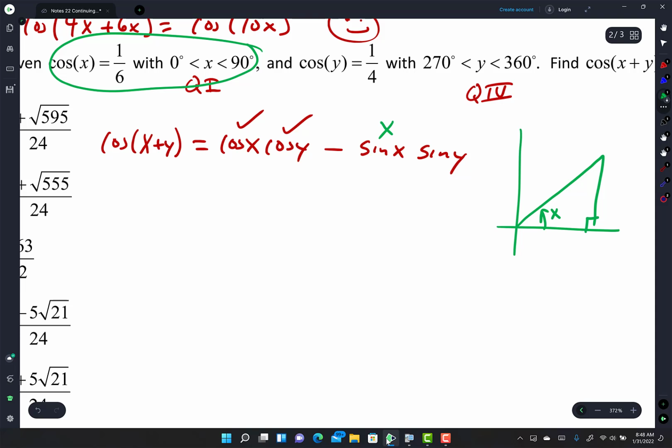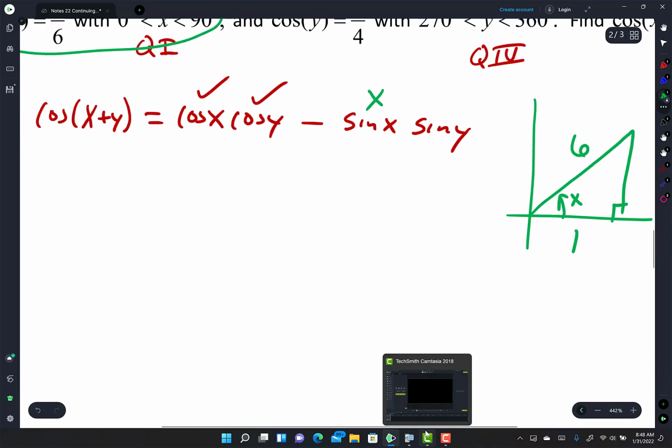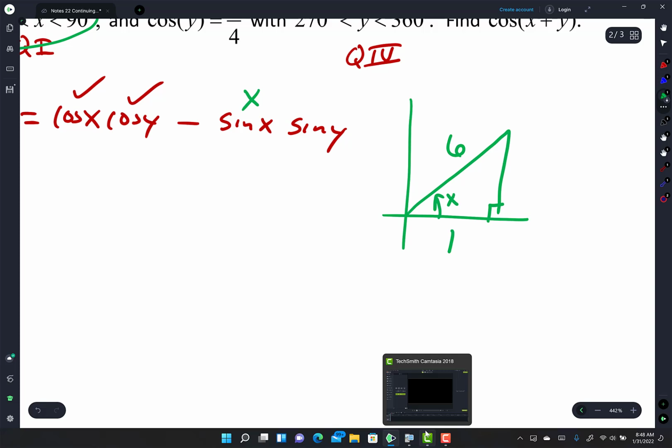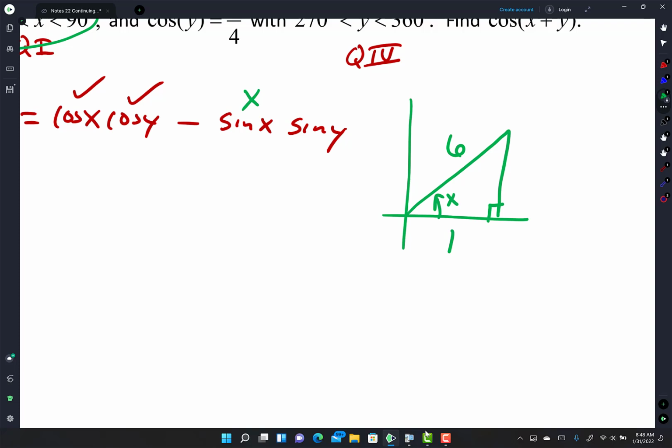This is angle x. And cosine is adjacent over hypotenuse, 1 over 6. Are we still okay, guys? I want to figure out my leg there. So all I'm going to do is the Pythagorean theorem: square root of 6 squared minus 1 squared. What is 6 squared minus 1?